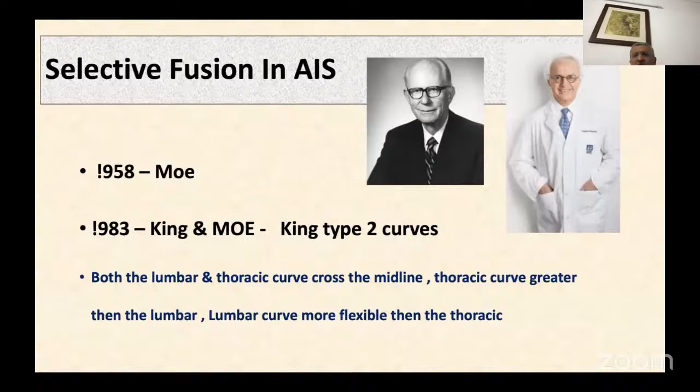The concept is not something that is new. Actually, when the King and Moore classification was put forward, since that time, the type 2 King curves, people used to do a selective fusion. That means when both the lumbar and thoracic curve cross the midline, the thoracic curve is greater than the lumbar curve. The lumbar curve is more flexible than the thoracic curve. You fuse only the thoracic curve. And this concept was done way back in 1980s.